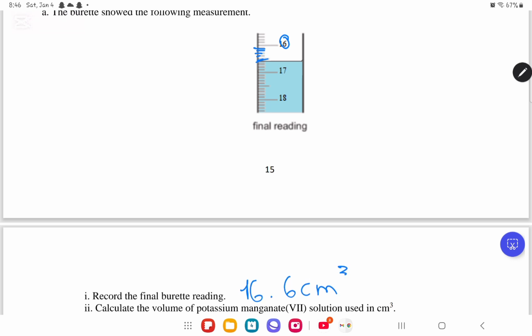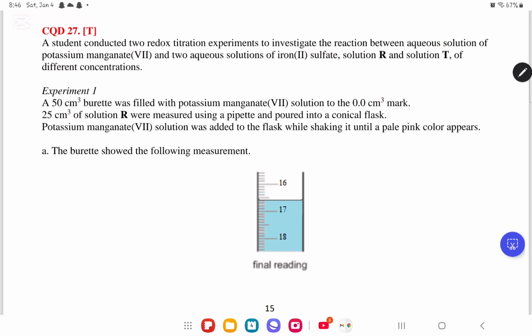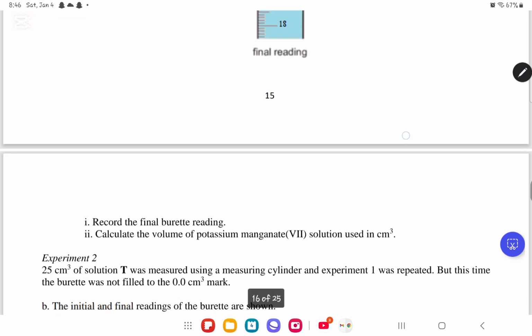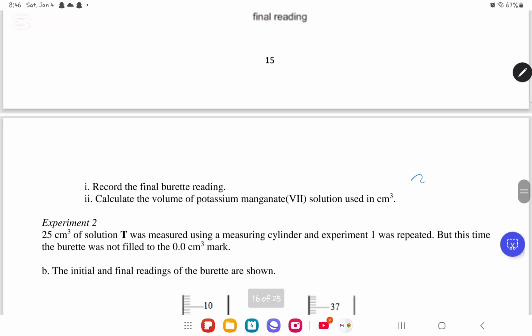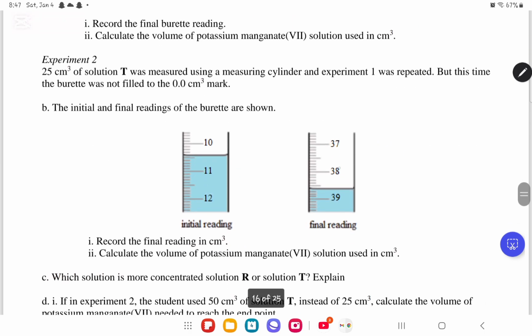Then the volume of potassium manganate solution used in centimeter cubed. So if we go up and see what they did, they added it to this flask. Since they added it to this flask, it's going to take the volume of the liquid in the flask. So it's going to be 16.6 centimeter cubed. Now B, they told us to record the final readings in centimeter cubed. So we have the initial and final. The final is 38.6 centimeter cubed.